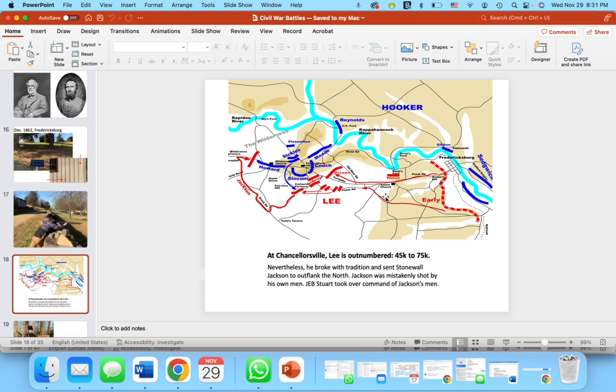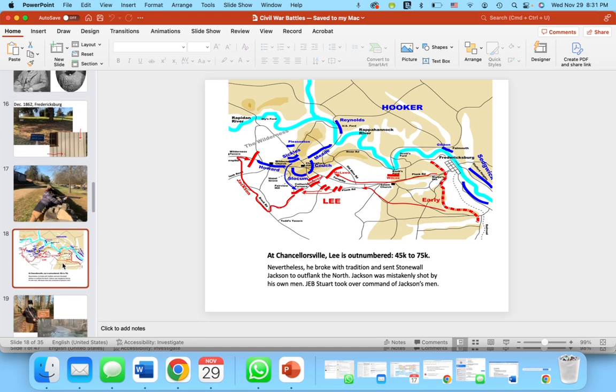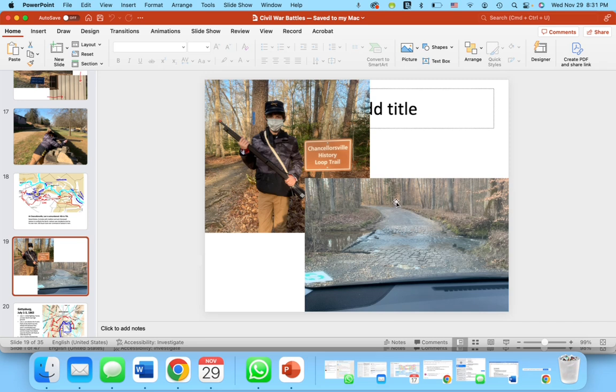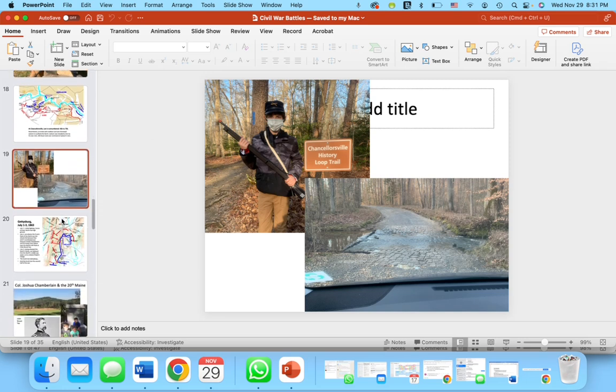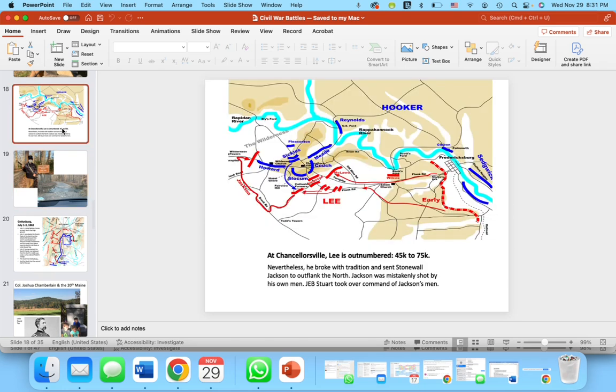Soon after, at Chancellorsville, which is just a couple miles away from Fredericksburg, the North outnumbered the South, and Lee did something highly unusual. He divided his troops, even though he was outnumbered, and he sent Stonewall Jackson around the left flank to surprise the North, and it was a huge, huge success. Here's the path through the woods that Stonewall Jackson took, and there's my son as a reenactor, and it was a huge victory. Chancellorsville is arguably Lee's greatest victory. Even though he was outnumbered by a lot, he beat the North.